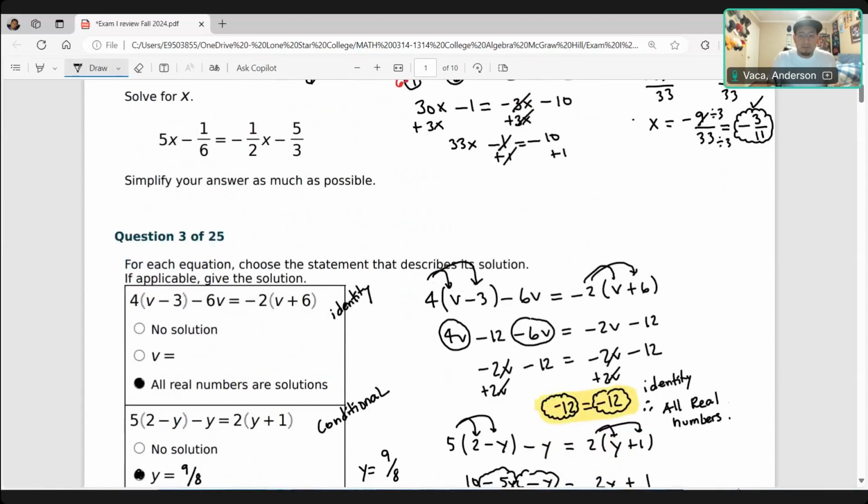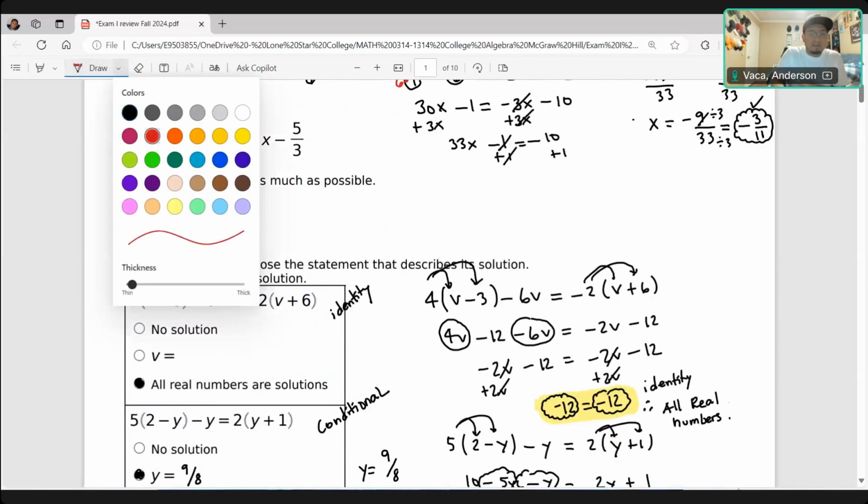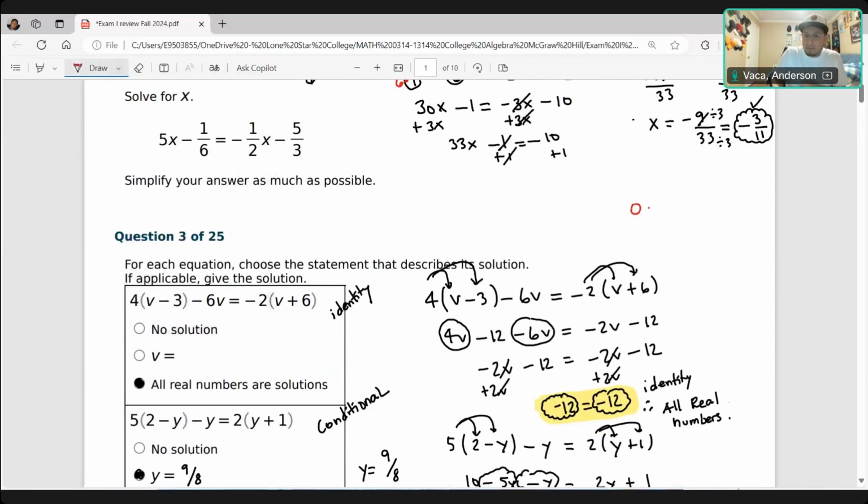In this example, we lost the variable altogether. So we analyzed the final statement. After analyzing, and I'm looking at the highlight here, that is a true statement. However, if that statement would have been false, for example, 0 equals negative 12, this is false, and therefore, if that would have been the situation, this would have had no solution. These are referred to as contradictions.